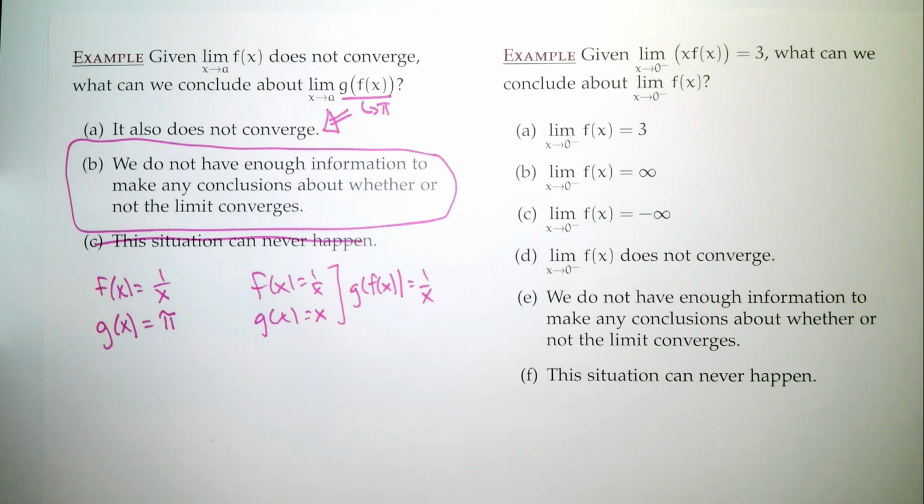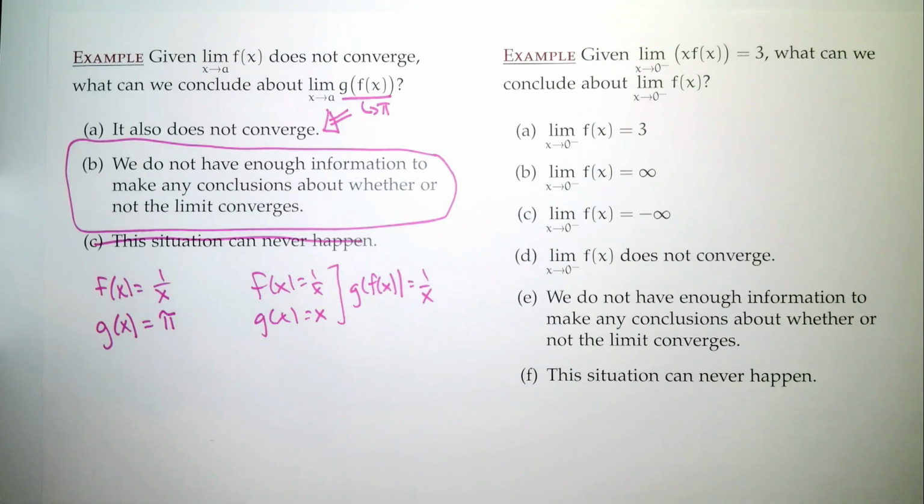Given that the limit as x goes to 0 from below of x times f of x equals 3, what can we conclude about the limit as x goes to 0 from below of f of x? So there's a couple of possibilities. Maybe it goes to 3. Maybe it goes to infinity. Maybe it goes to negative infinity. Maybe it doesn't converge. Perhaps we don't have enough information. Or perhaps this situation can never happen. Our biggest challenge yet, 6 possible answers. Which one will it be?